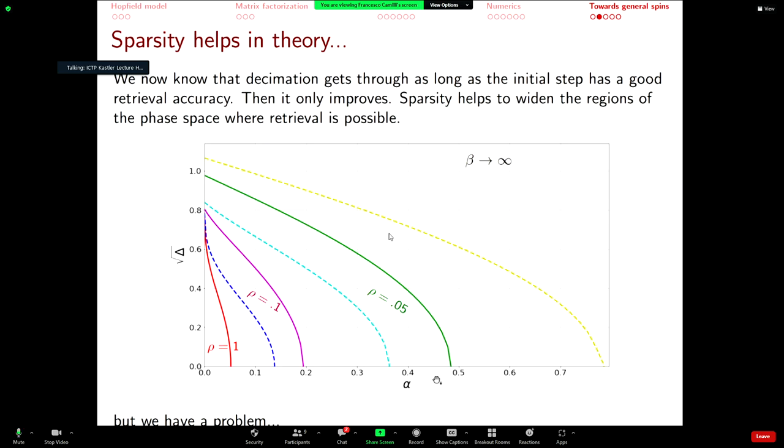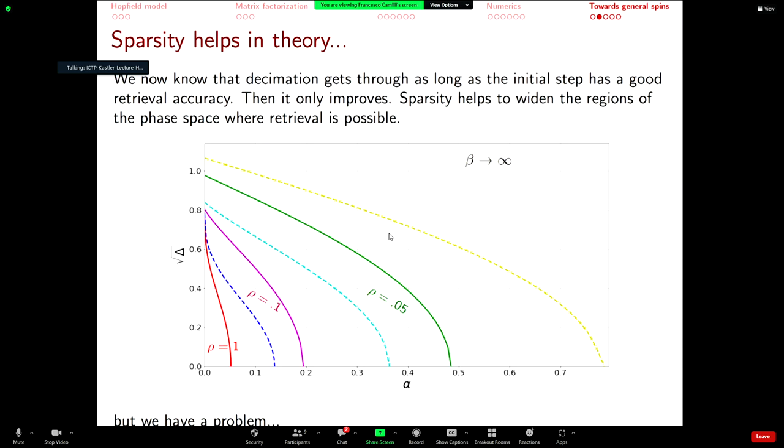So alpha can be 0.48, if I remember well. So if you have n equal to 2,000, you can store 960 patterns inside here, which is a lot, okay? It is absolutely not accessible with Rademacher plus-minus one patterns, okay?